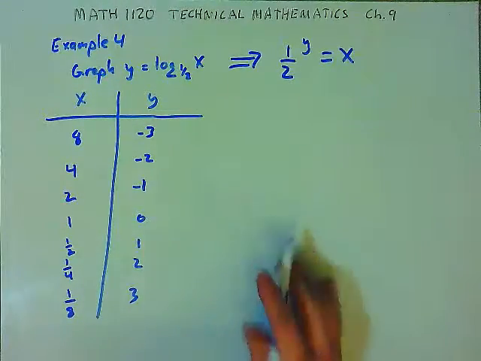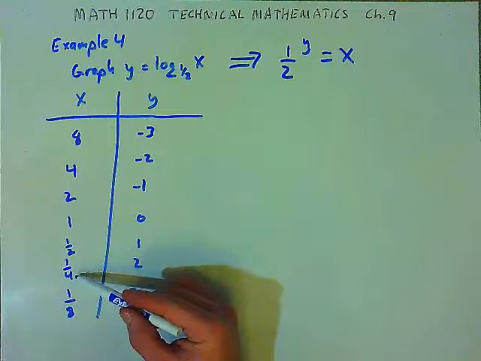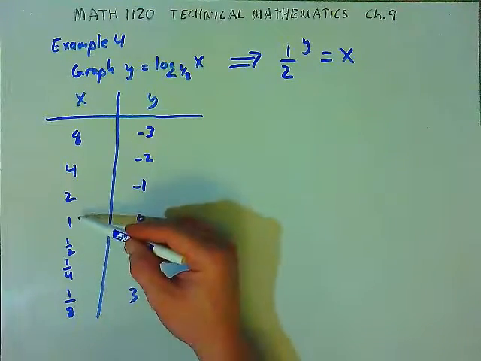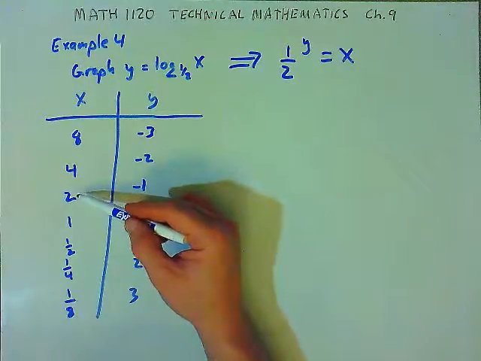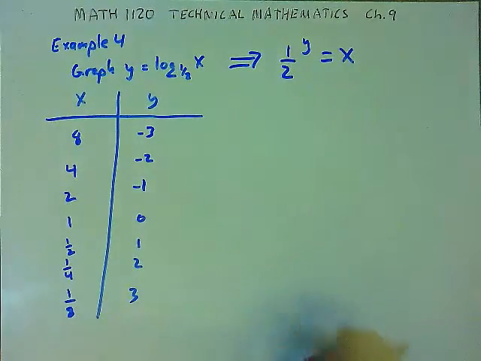And again, you can see the pattern here. 1 eighth times 2 is a quarter. A quarter times 2 is a half. A half times 2 is 1. 1 times 2 is 2. 2 times 2 is 4. 4 times 2 is 8. Right, so that's how I knew these values.